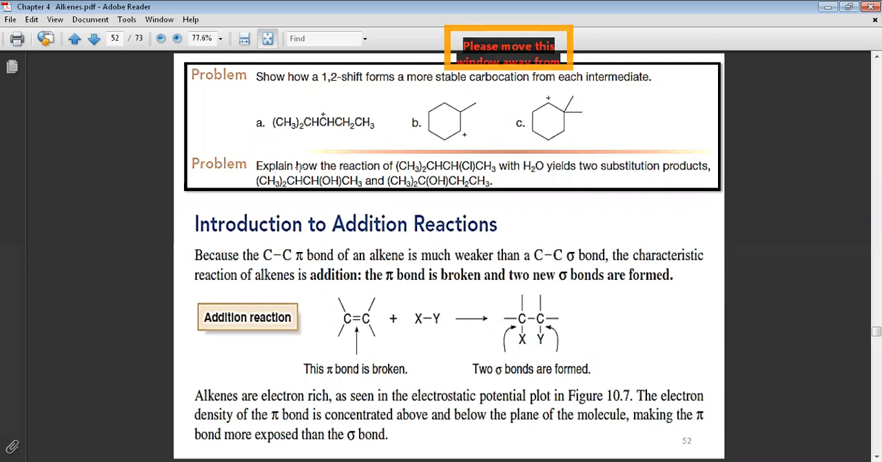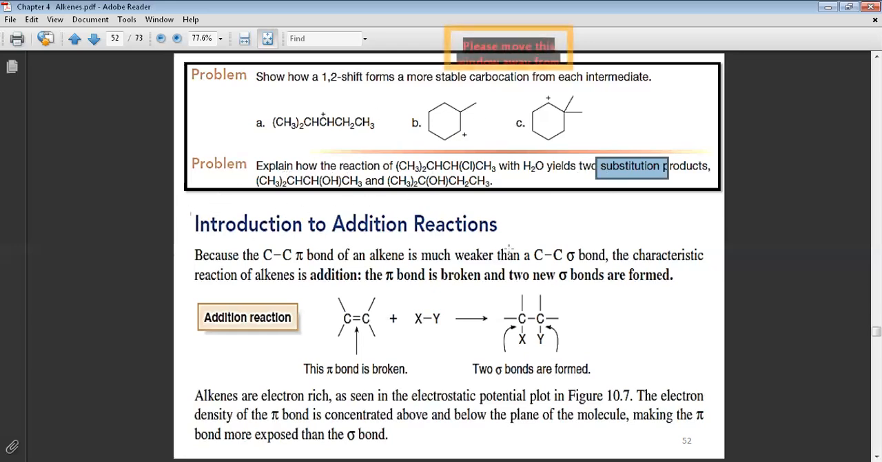The second one: explain how the reaction of this with H2O yields a substitution product. He said this compound gives you two products, this and this. How will it happen? Also homework for you: just write all the reactions. You have the nucleophile H2O and here an alkyl halide. That means we have a substitution reaction. Focus on the substitution reaction.